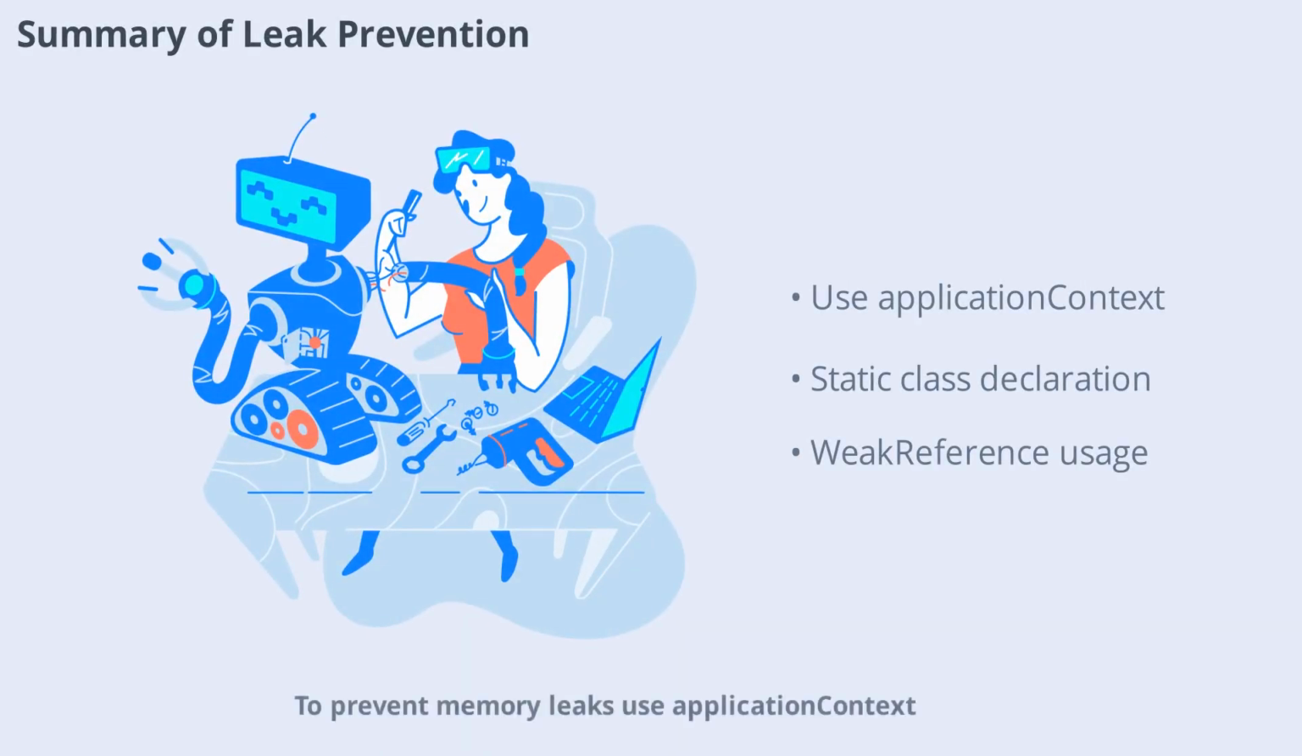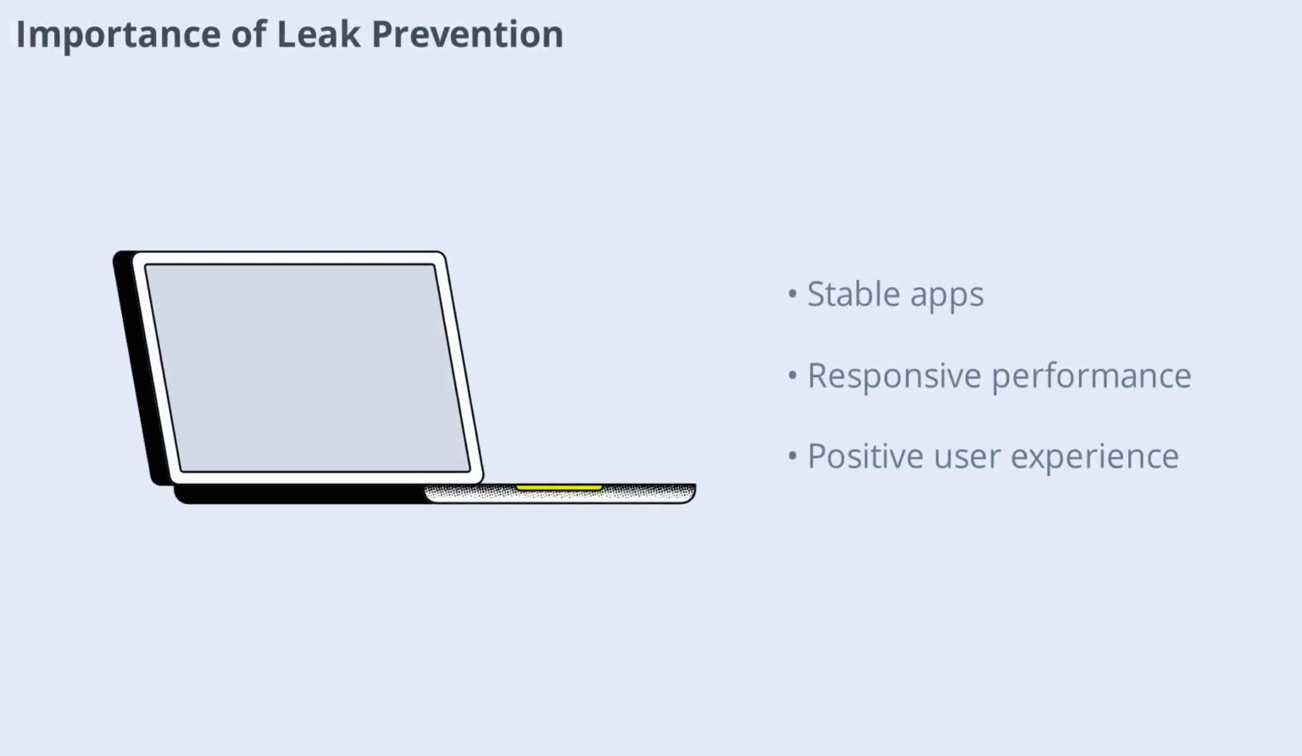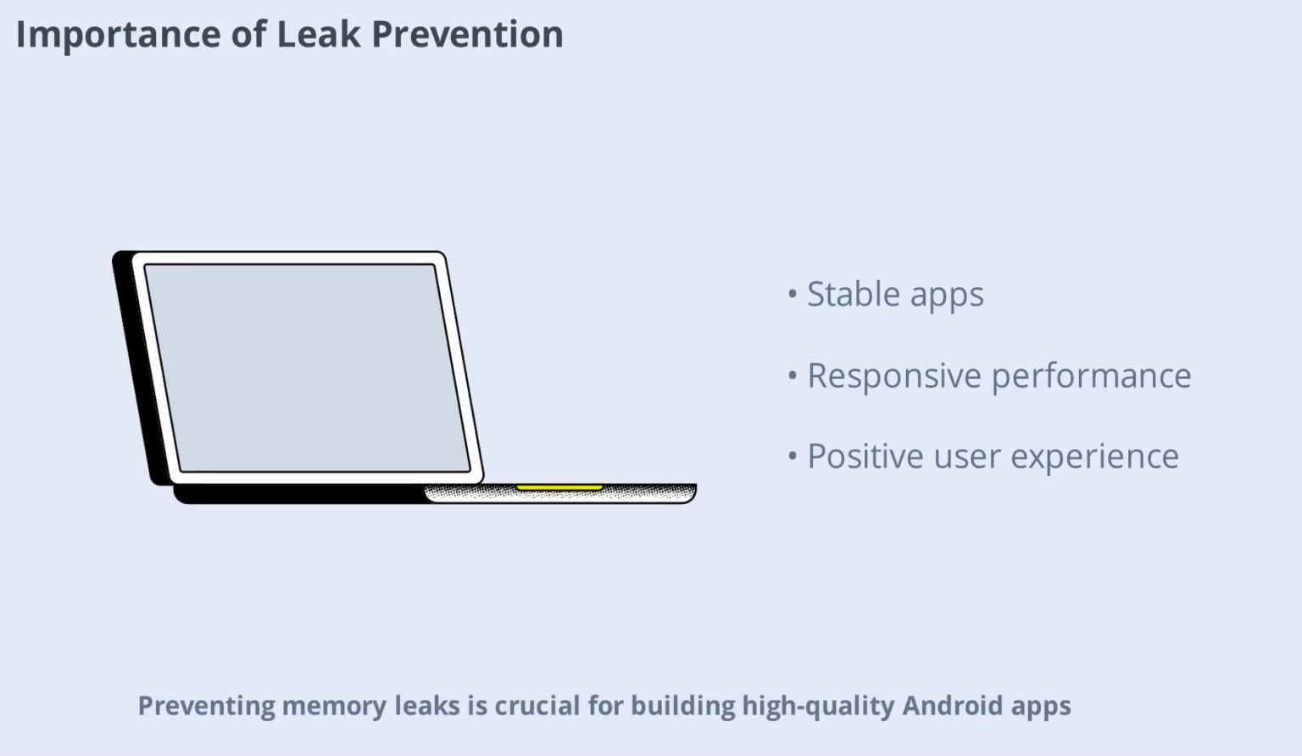To prevent memory leaks, use application context, avoid static variables for views or activity context, declare classes as static, unregister receivers and timers, cancel async tasks and threads in onDestroy, and use weak reference for activities or views. Following these practices ensures your app remains stable and efficient. Preventing memory leaks is crucial for building high-quality Android apps.